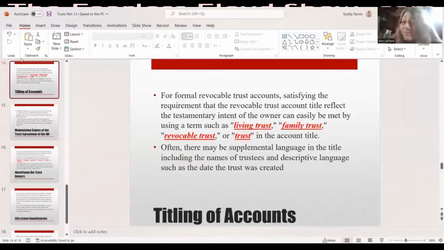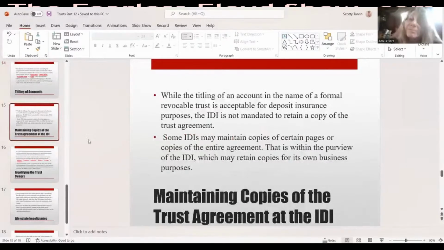All right. Panel 15. Maintaining copies of the trust agreement at the IDI. While the titling of an account in the name of a formal revocable trust is acceptable for deposit insurance purposes, the IDI is not mandated to retain a copy of the trust agreement. Some IDIs may maintain copies of certain pages or copies of the entire agreement. That is within the purview of the IDI, which may retain copies for its own business purposes.